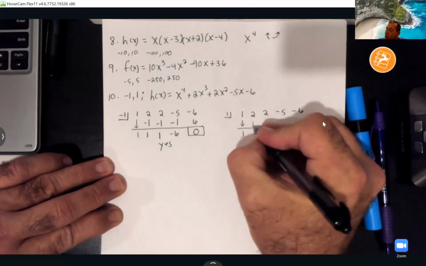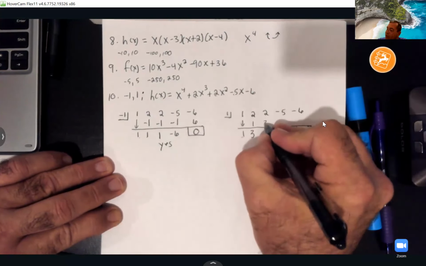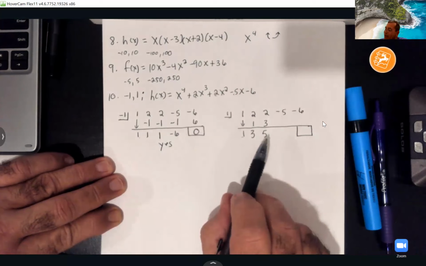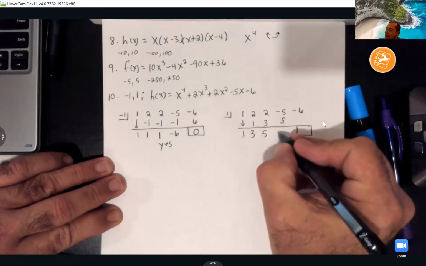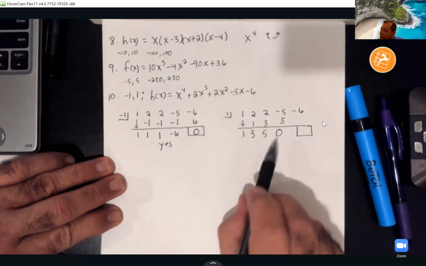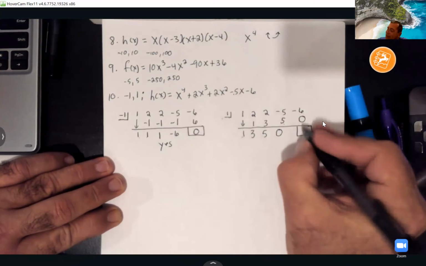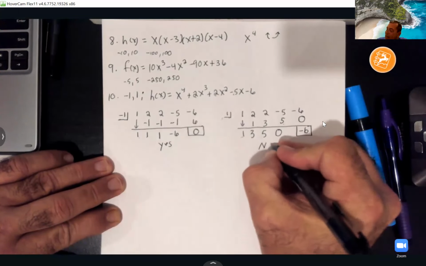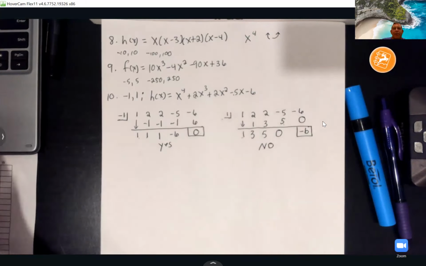1 times 1 is 1. 2 plus 1 is 3. 3 times 1 is 3. 2 plus 3 is 5. Oh, it's getting close. 5 times 1 is 5. Negative 5 and 5 is 0. But y'all, my last number's killing me because 0 times 1 is 0, and negative 6 and 0 gives me a negative 6. So my second one is no. So I got a yes, no for that one. So let's go plug that in.